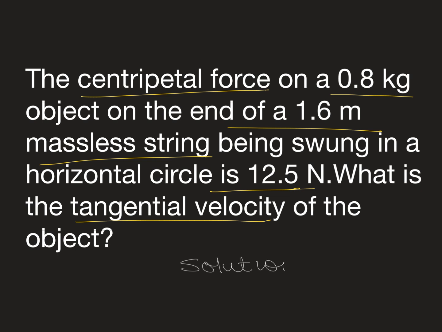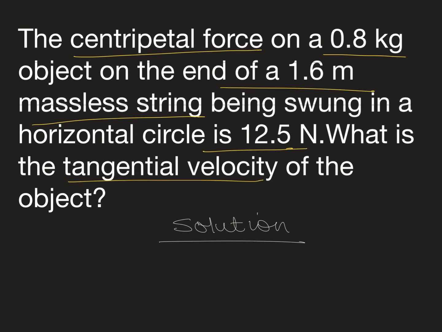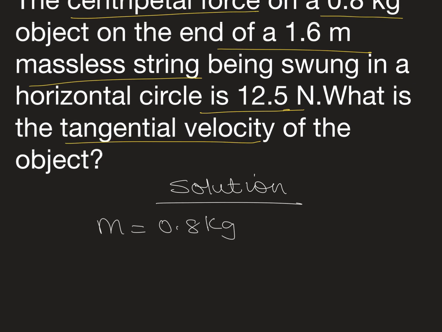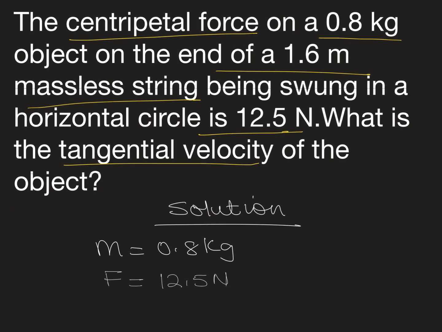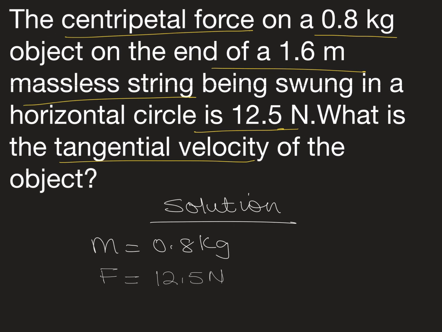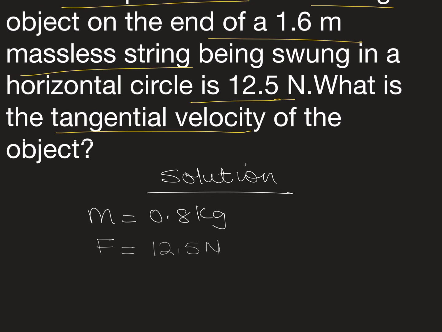Solution. The mass given to us here is 0.8 kilograms. The centripetal force is 12.5 newtons. And the length of the string is given as 1.6 meters. So that is going to be the same as the radius of the circle, 1.6 meters. So do not get confused with that.